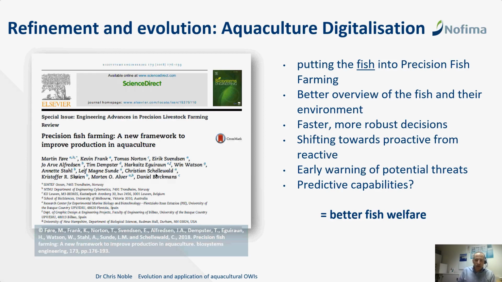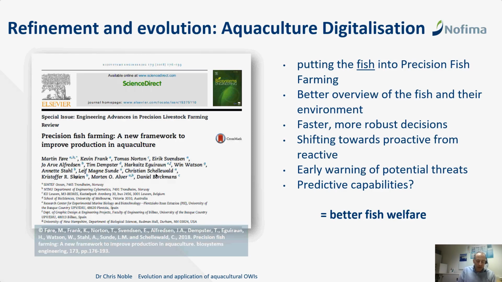And a nice framework to achieve this is precision fish farming. It was adopted by Martin Føre and colleagues from the terrestrial-based precision livestock farming, PLF, with an aim of giving the farmer a better overview of the fish and their environment. So you get faster, more robust decisions. It facilitates the shift from reactive towards proactive. You get early warning of potential threats, and you can also maybe start developing predictive capabilities. All of these will contribute to better fish welfare.